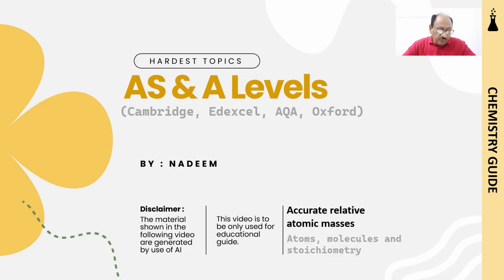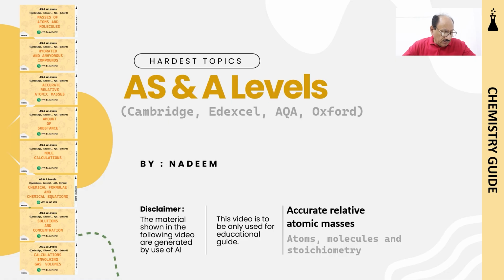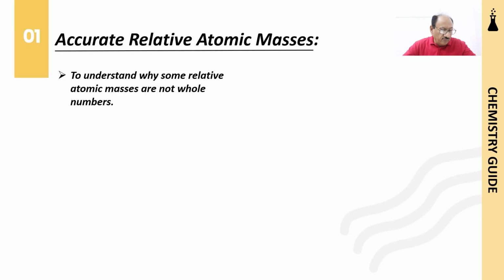Hello everyone. Today we'll be going through A-level chemistry, and the topic is accurate relative atomic masses. This is a subtopic from the main topic, which is atoms, molecules and stoichiometry. To cover this main topic you need to go through these 8 videos which are there in the playlist, and this will be covering Cambridge, Edexcel, AQA and Oxford specifications. Let us move on to accurate relative atomic masses.